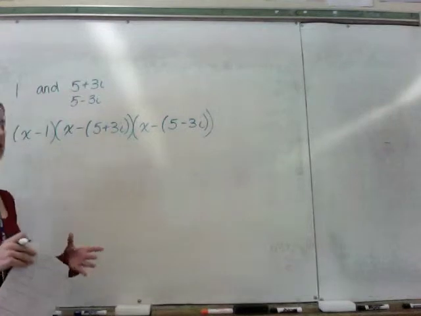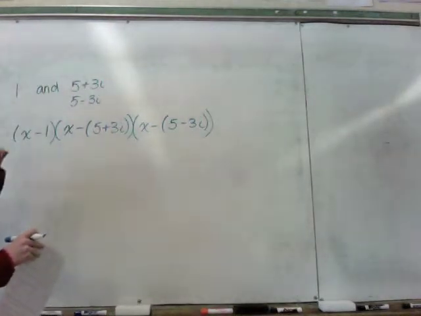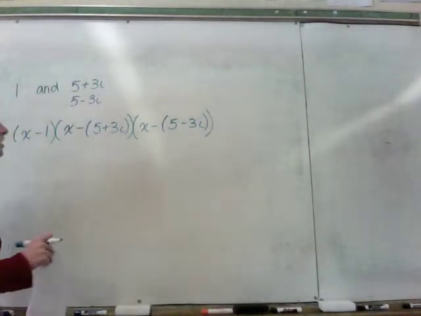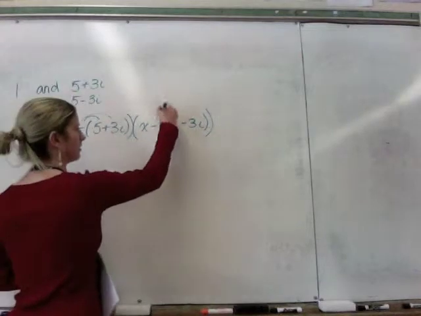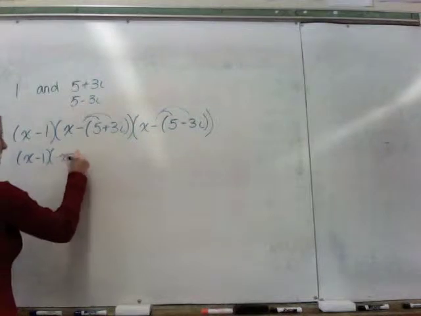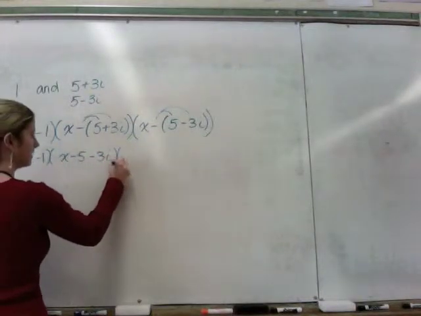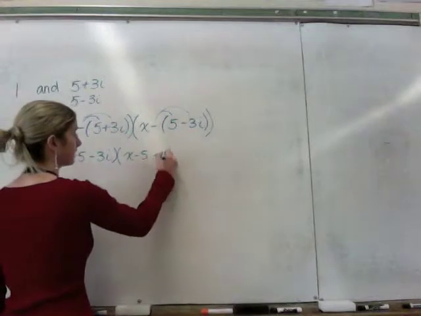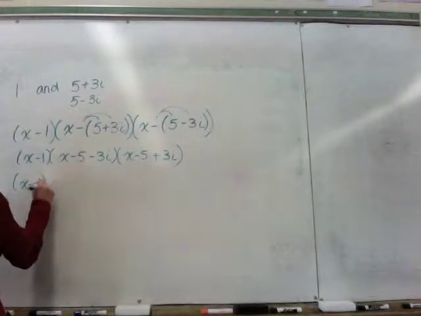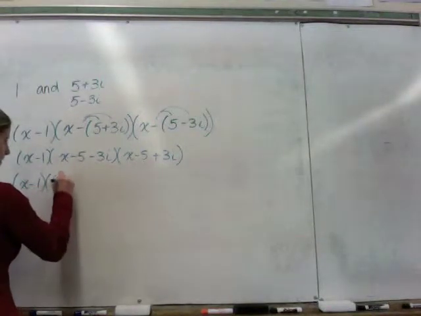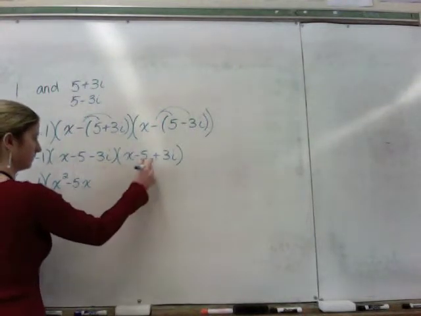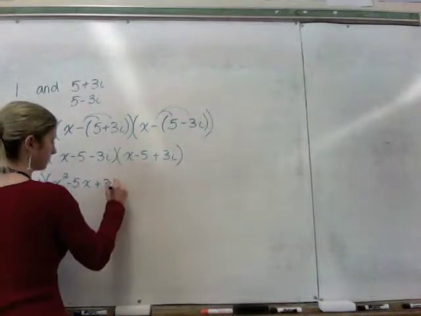So now we need to multiply these all out. Honestly, I'd multiply these guys out first and then deal with this last. That's just my opinion. So first, let's distribute the negatives so that we don't have any issues here. So we're still dealing with x minus 1 times x minus 5 minus 3i times x minus 5 plus 3i. Okay? So let's multiply these two together. Again, I'm going to leave x minus 1 out front. Then x times x is x squared. x times negative 5 is negative 5x. And then this becomes plus 3ix.